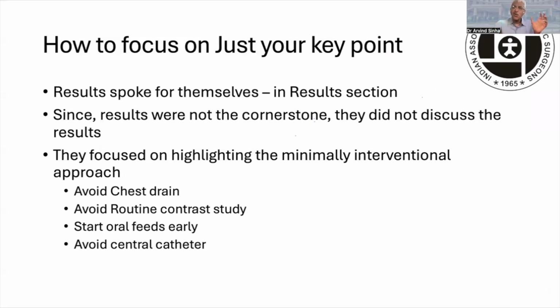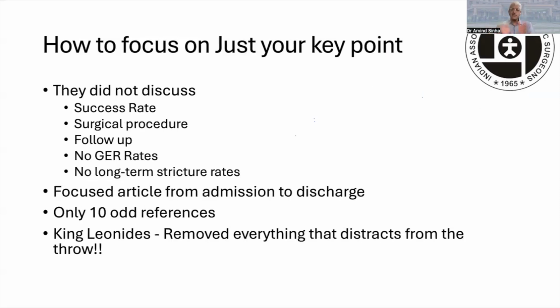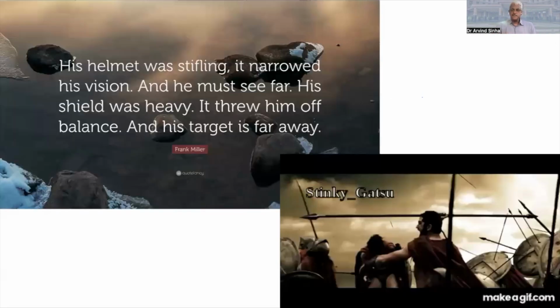So this is the way to avoid any distracting statistics, anything that distracts from the why you are doing the paper, right? So they did not discuss anything else. Focused article, just focus on admission to discharge, and such an influential paper still had only 10 odd references. Like King Leonidas in 300 said, he removed everything that distracts from his throw. The paper should focus only on the key points which funnel toward the conclusion that you're trying to give, right?